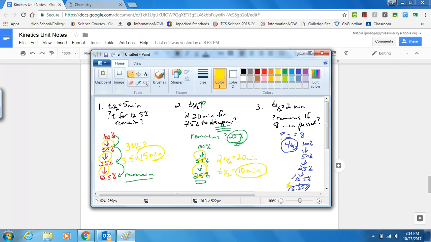What if it asked how much would disappear? Well, if they asked how much would disappear, that would just be this percentage subtracted from 100. So 6.25% remains, and that means that 93.75% has disappeared or reacted, or however you want to phrase that. So 93.75% disappears, 6.25% remains.